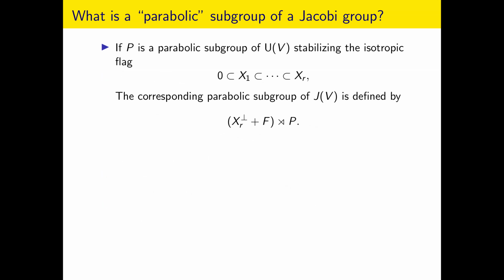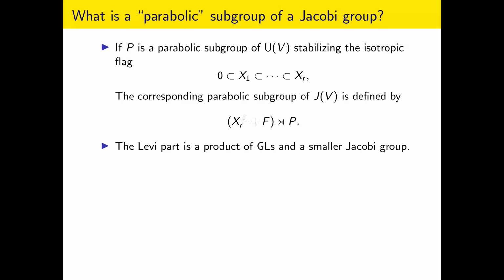So we are looking at a parabolic subgroup of a Jacobi group, but let's first look at the parabolic subgroup of a unitary group. A parabolic subgroup of a unitary group is just a stabilizer of an isotropic flag in V. Now we just define the parabolic subgroup of the Jacobi group, not the actual parabolic subgroup, to be a semi-direct product like this. Well, it's a bit abstract if I write it like this. On the next slide, I will show you pictures.